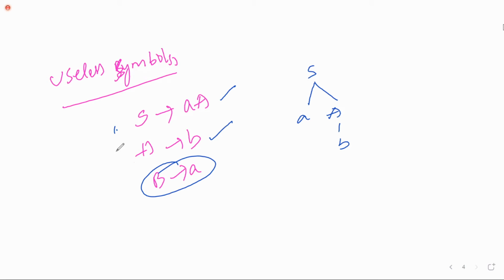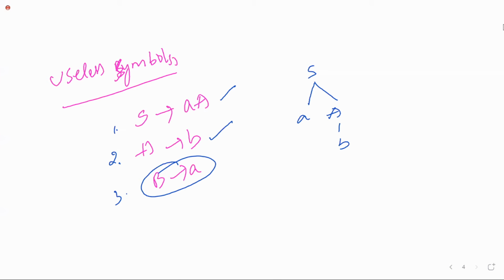Assume these are three productions. Can we reach the symbol capital B? Is it used anywhere in this given grammar? No, ma'am. So here B is the useless symbol. Clear with this?